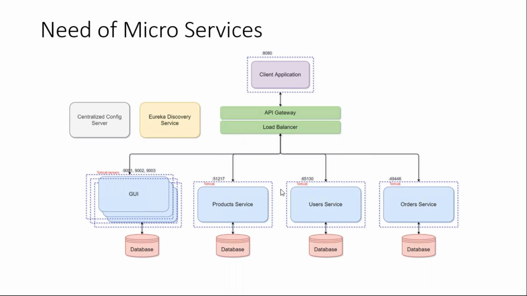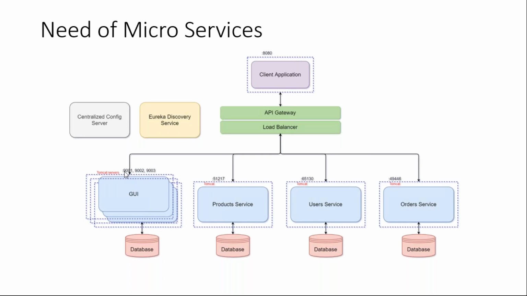And API gateway maintains load balancing activity. Let's say 3 instances of product service are running, and if one of the instances goes down, then API gateway will not route the request to that fallen instance. Rather, it would route the request to the other available instances. You can see here I have given 3 instances of the GUI layer, right?